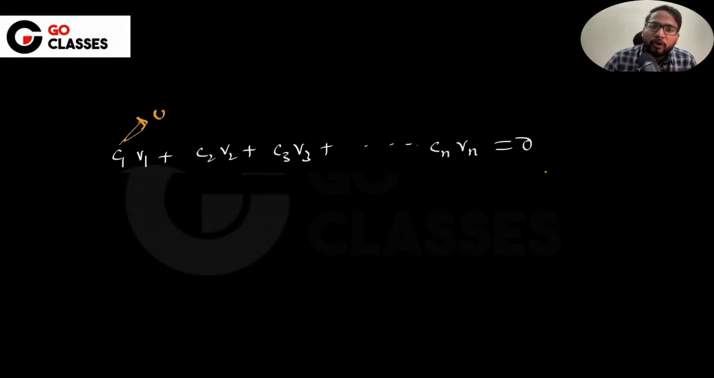You put here zero, you put here zero, you put here zero, you put everywhere zero, then only you are coming up with the zero.